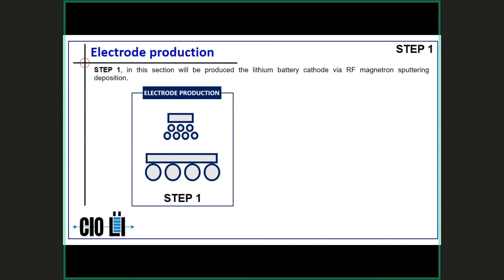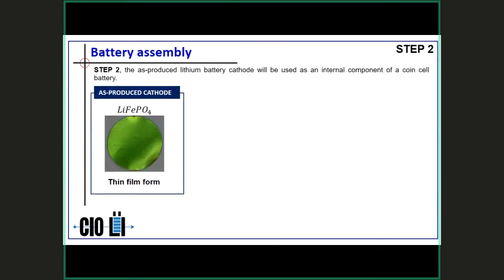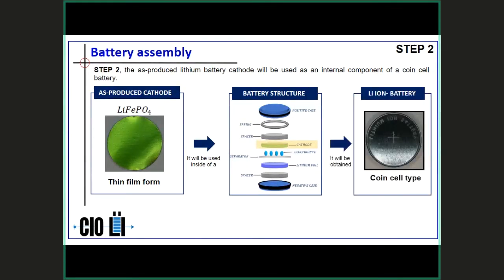So, let's go to the first step, the electrode production. Here, the idea is to produce the cathodes. Once we have the cathode, it will be embedded in the body of the battery, and it will be assembled inside of a glove box. And the idea is to obtain, after the assembly process, a battery similar to this one, the one that we can see here in the photograph.